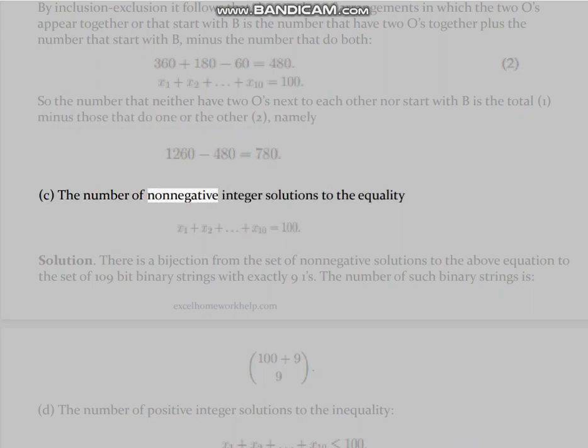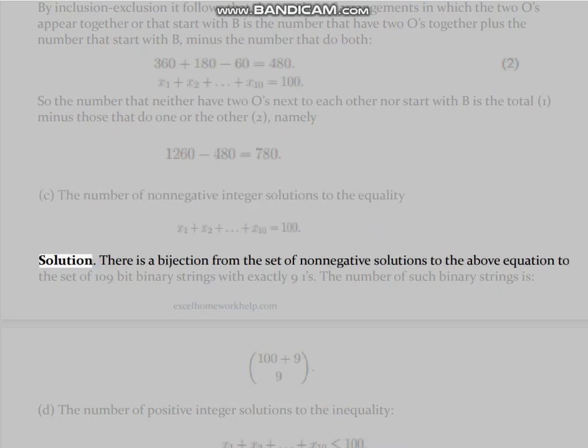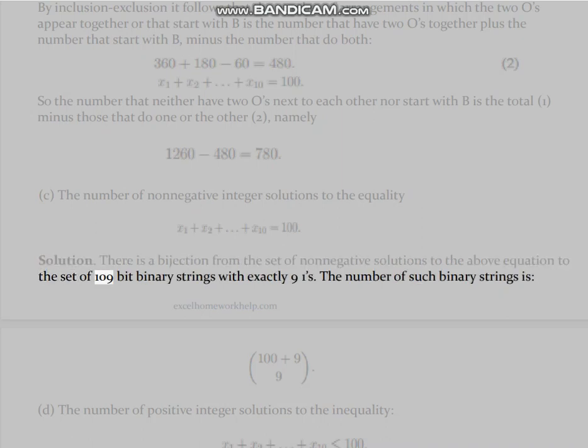C. The number of non-negative integer solutions to the equality. Solution. There is a bijection from the set of non-negative solutions to the above equation to the set of 109-bit binary strings with exactly 9 ones. The number of such binary strings is excelhomeworkhelp.com.